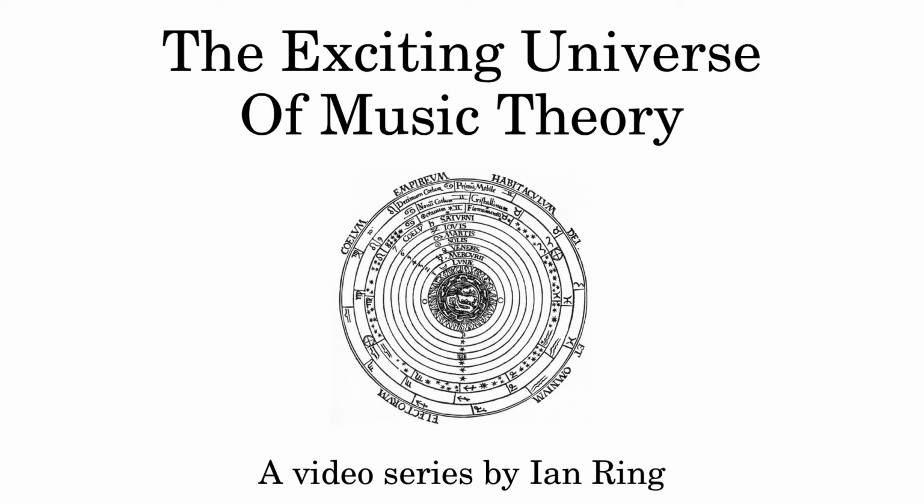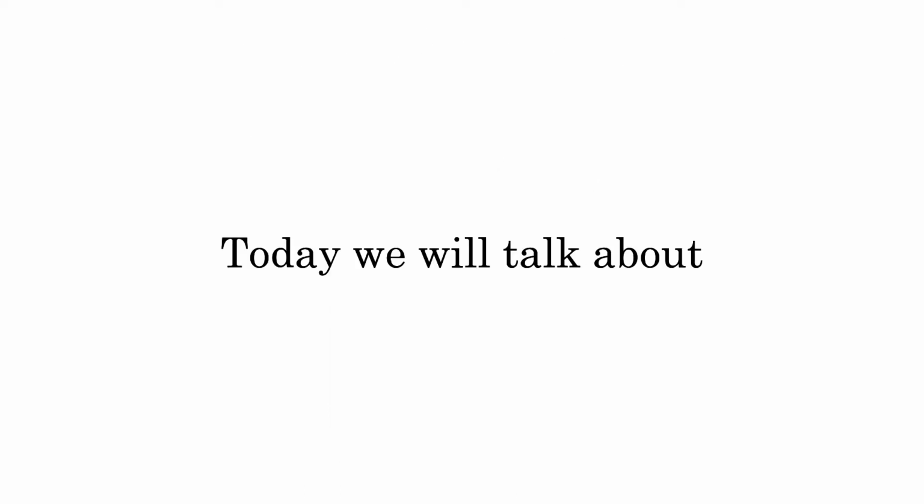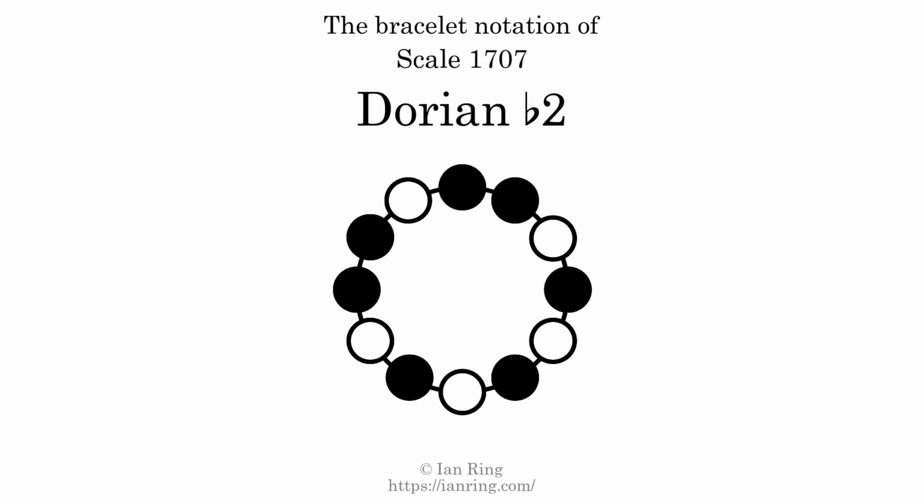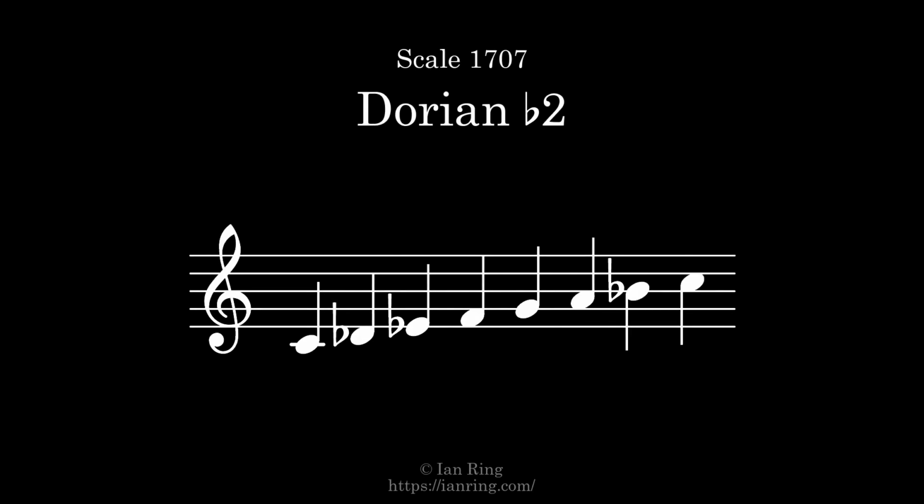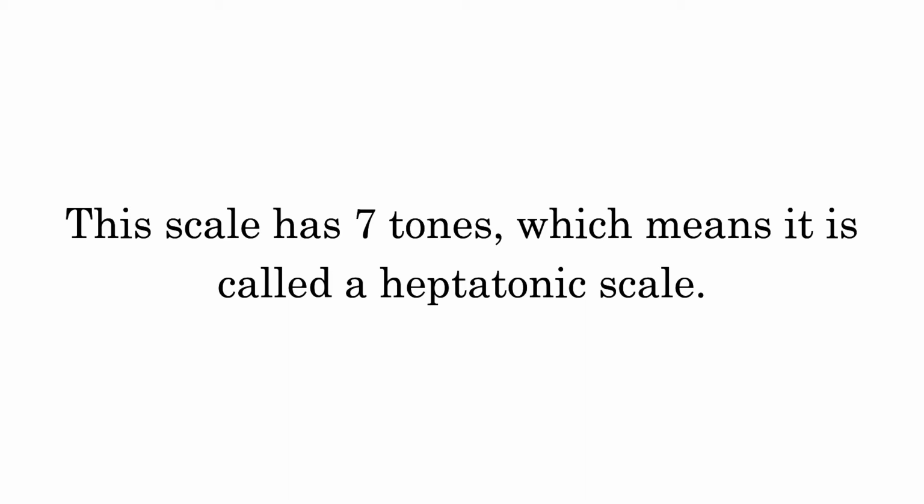Welcome to the exciting universe of music theory. Are you ready to learn? Then let's begin. Today we will talk about Scale 1707, Dorian Flat 2, which sounds like this. This scale has 7 tones, which means it is called a heptatonic scale.